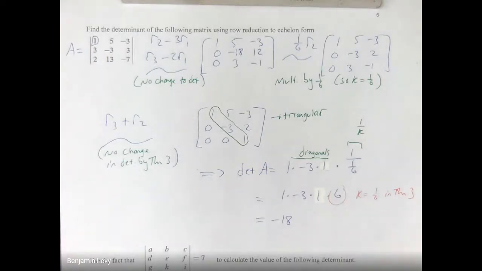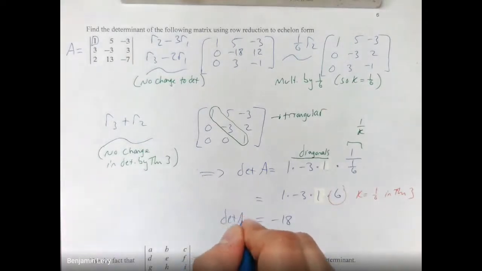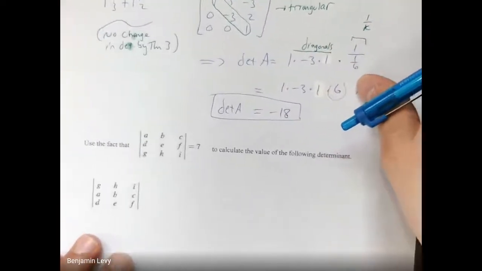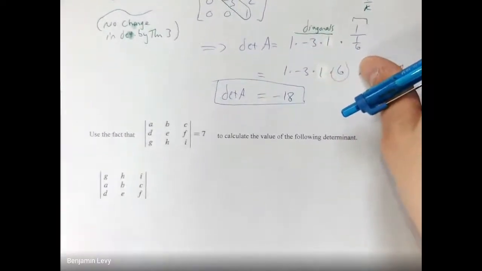Okay, and so the determinant of this matrix A turns out to be -18. Wonderful. Other types of problems you sometimes see related to these things look like this, where it's like, oh, hey, we've done some row operations. Tell me what the new determinant is.